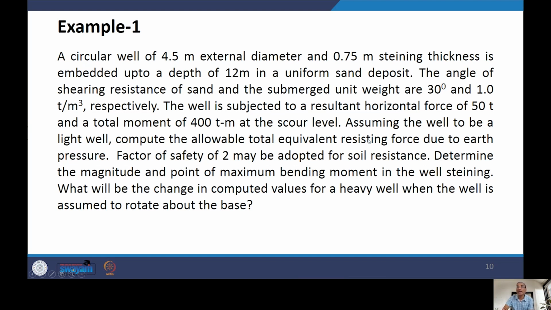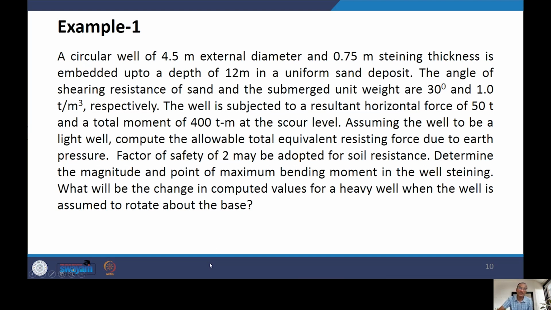Both are given here. Assuming the valve to be a light valve, compute the allowable total equivalent resisting force due to earth pressure. Then a factor of safety of 2 may be adopted for soil resistance. Determine the magnitude and point of maximum bending moment in the valve string. What will be the change in computed values for a heavy valve when the valve is assumed to rotate about the base? For the heavy valve, the point of rotation can be assumed at the valve base.